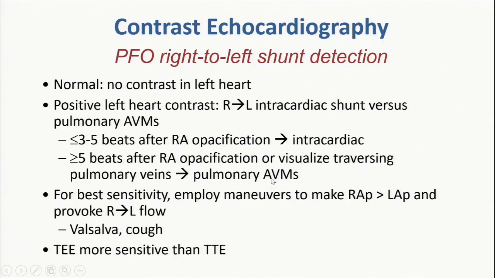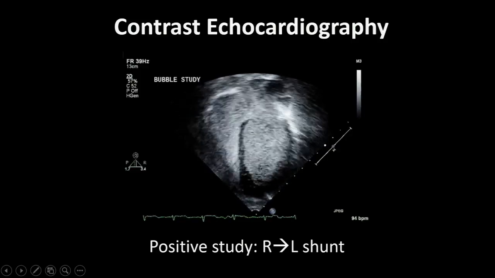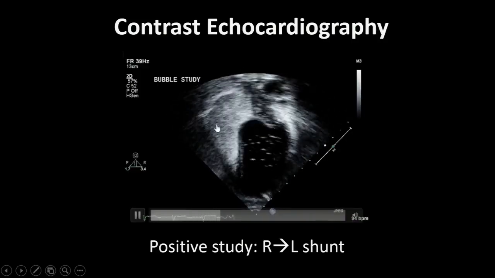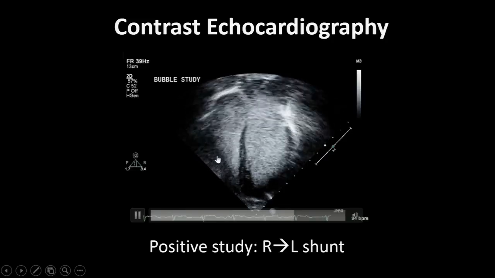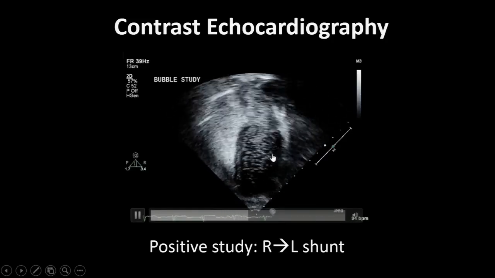And then finally, the general point about PFO and right to left shunt detection is that TEE is more sensitive than a transthoracic echo. So what I have here is an example. It's a pretty clear-cut example of a positive study. You can see the contrast coming in, appearing bright on the right side, and then making its way around to the left side. And this is very dense opacification.